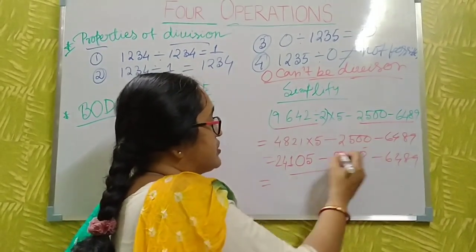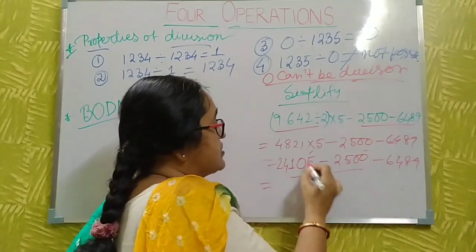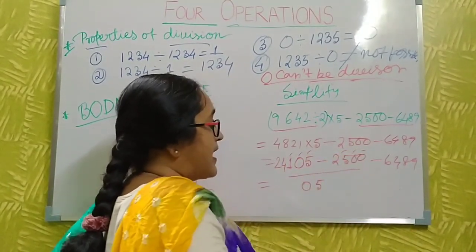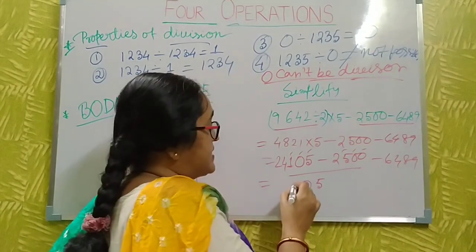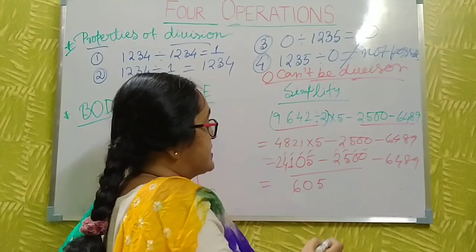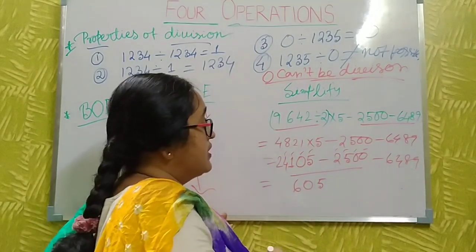5 minus 0 is 5. 0 minus 0 is 0. Then this one and this one. 11 minus 5 is 6 also. And then this and this. And 1 borrowed also here.